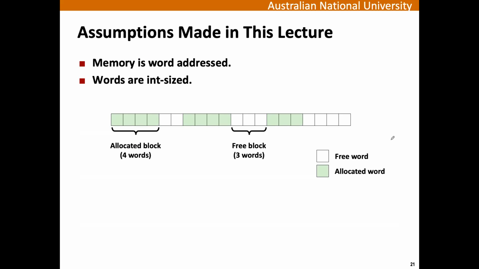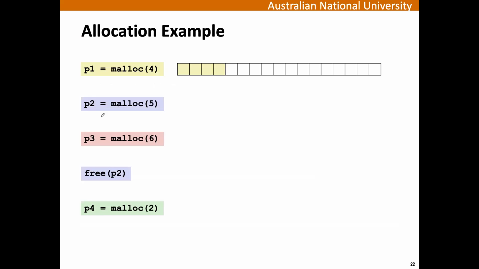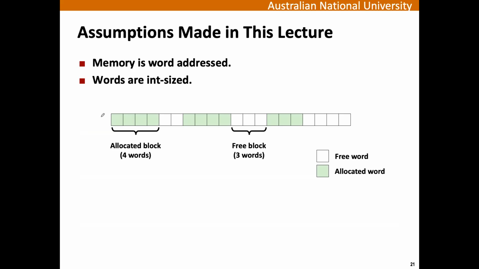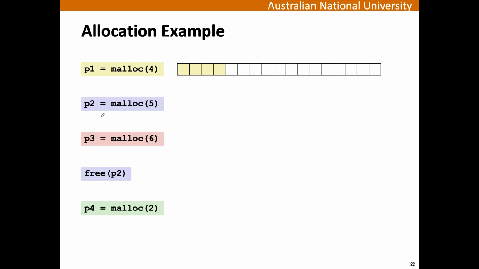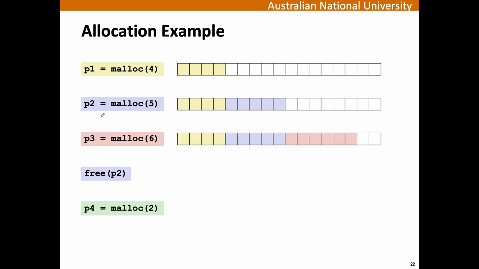Here's an example. So here are the assumptions. Free blocks are white and allocated blocks are shaded, colored. So initially we malloc 4 words. We then allocate 5 words. We then allocate 6 words. And when we free P2, we free the block in the middle.